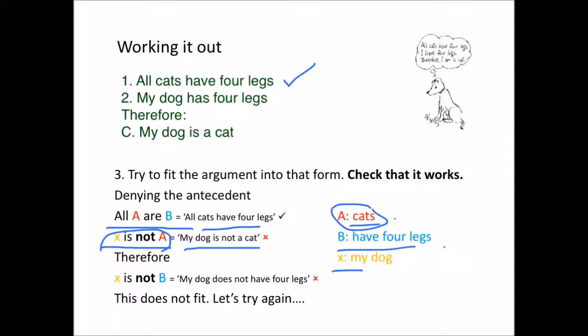So then I check whether that's what the second premise says. But it isn't. The second premise does not say my dog is not a cat. The second premise says my dog has 4 legs. We can also check the conclusion.